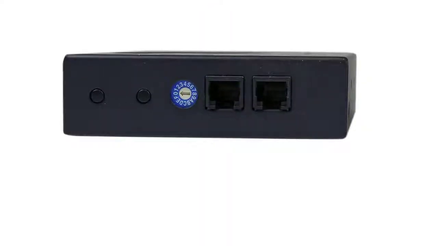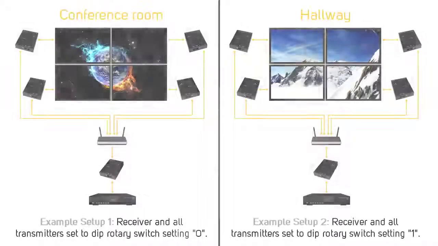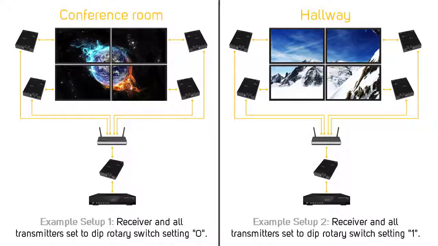Each ST12MHDLAN includes a dip rotary switch. This dip switch allows you to use multiple configurations on the same network by grouping transmitters and receivers together. The switch must be set to the same position on each transmitter and receiver for the devices to communicate.